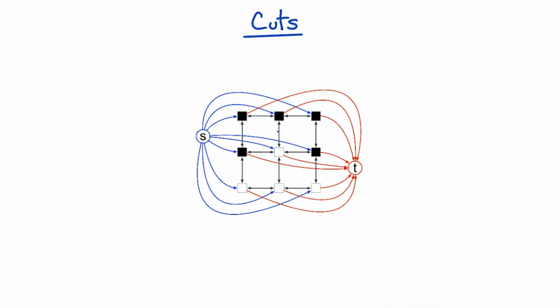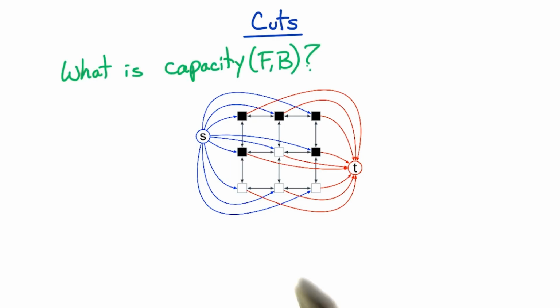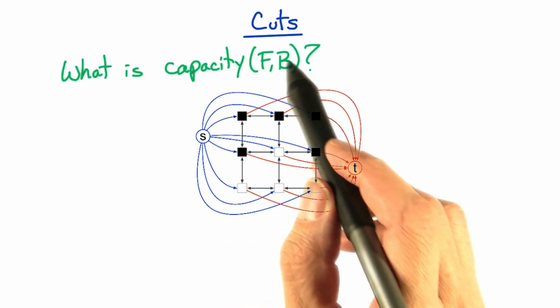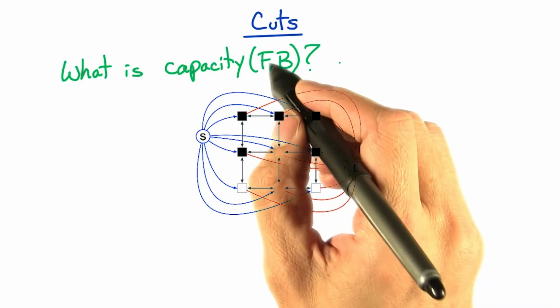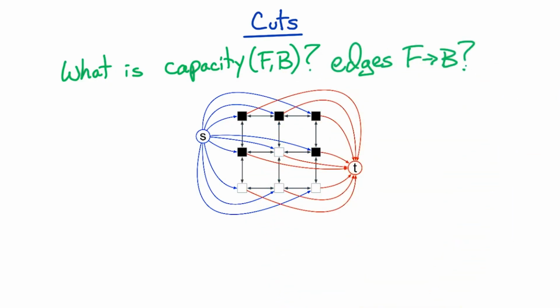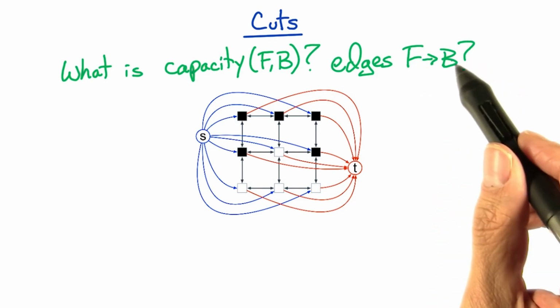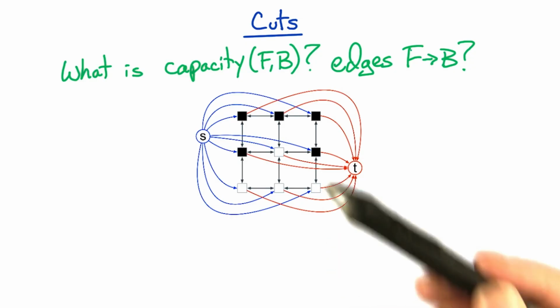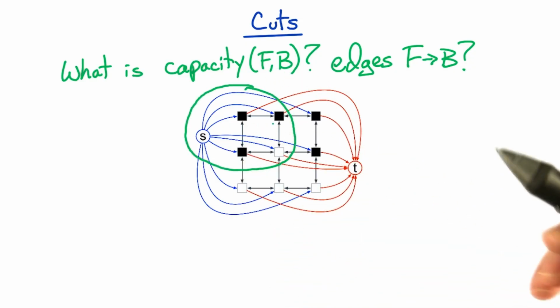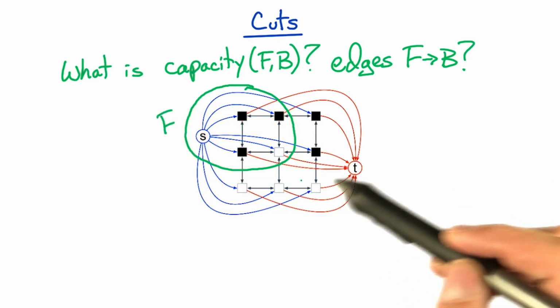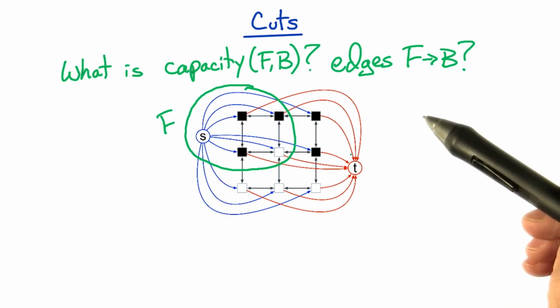Now let's try to understand ST cuts. For a particular partition FB, what is the capacity of that cut? Recall the capacity of this cut are the capacity of the edges that go from F to B. So which edges go from F to B? Recall we only get these edges that go from F to B. We don't get the edges that go from B to F. So let's define a partition, a cut in this graph. Let's suppose that these 4 pixels get assigned to the foreground. So this is our set F, and the remaining 6 vertices are in the background, B.